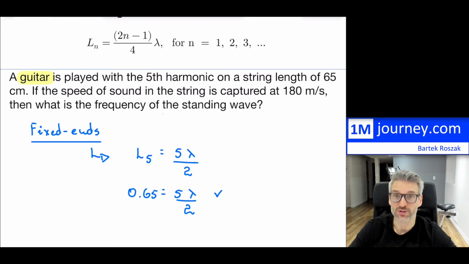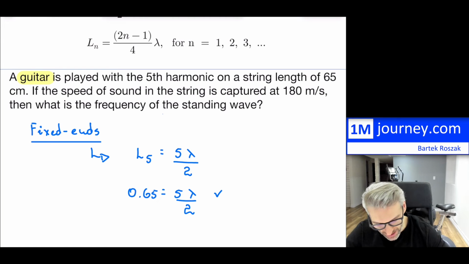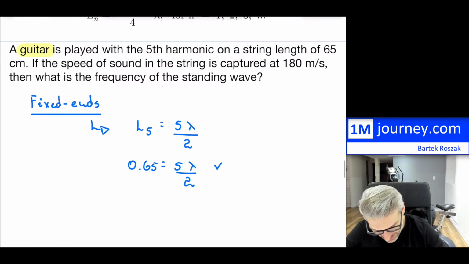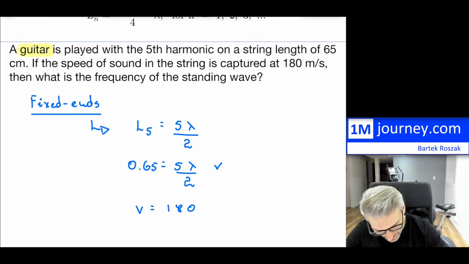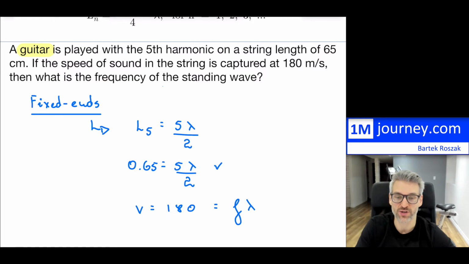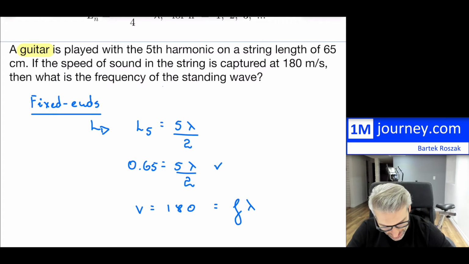Now, let's continue and see what they want out of this question. If the speed of sound in the string is captured at 180 meters per second, so that would have been the speed, which is 180 meters per second. So meters per second is in metric standards. Now, recall that this is going to be related to the fundamental wave equation, which captures both frequency and your wavelength of an actual wave. So we have these two within here.